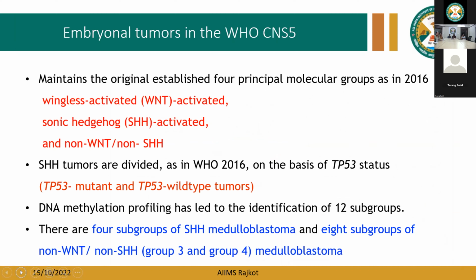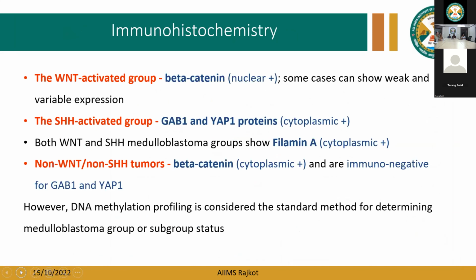This we already discussed about the WNT, SHH and non-WNT, non-SHH types of the genetic medulloblastoma cases. The WNT group will be beta-catenin nuclear positive. The SHH activated group will be GAB1 and YAP1 positive. Cytoplasmic positivity will be seen. Both WNT and SHH medulloblastoma groups will be filamin A cytoplasmic positive. And the non-WNT, non-SHH group will show cytoplasmic positivity for beta-catenin, not nuclear positivity. And it will be negative for GAB1 and YAP1.